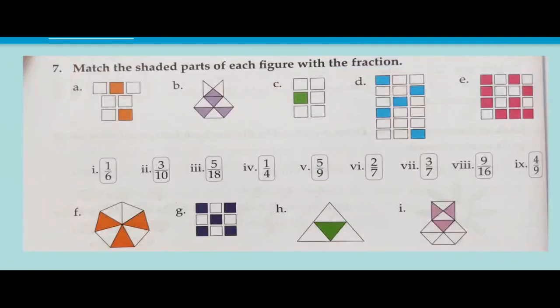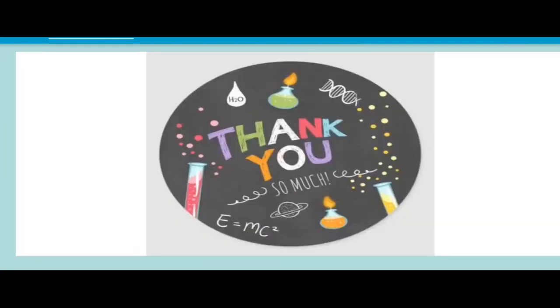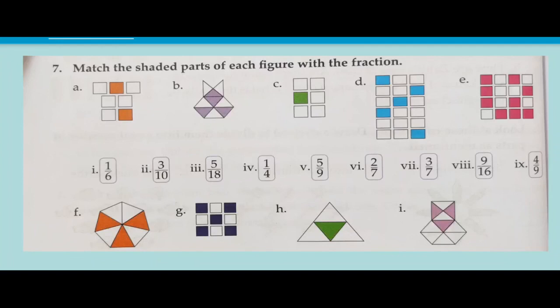Now next, match the shaded parts of each figure with the fractions. So here you can see shaded parts of fraction you have to find out. So let us see first one. 1, 2, 3, 4, 5, 6, 7. Out of 7 parts, 2 parts are shaded. So here we can write in small handwriting 2 by 7. So let us find 2 by 7 here. 1, 2, 3, 4, 5, 6, 7. Yes, 2 by 7 here. Number 6 is 2 by 7. So we will match it with number 6, 2 by 7.